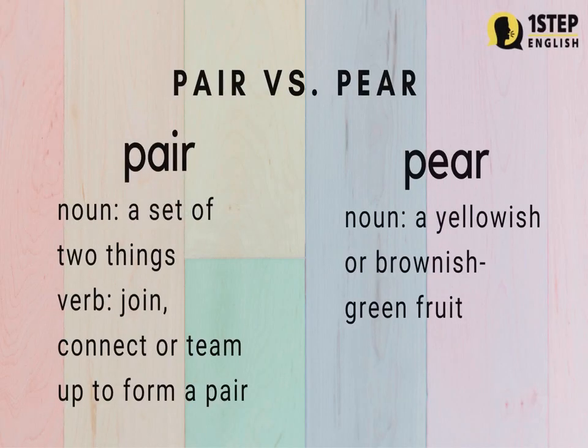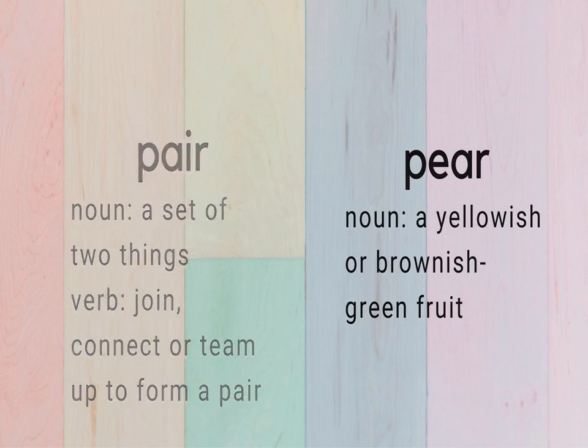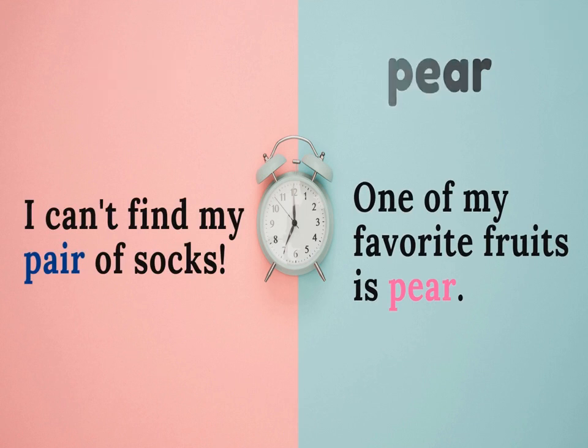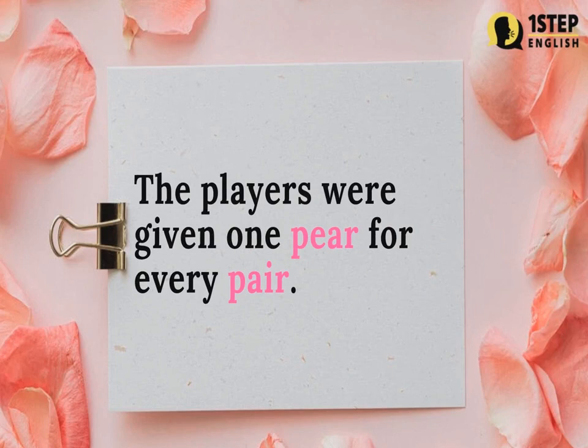Pair versus pear. Pair, noun, a set of two things. Verb, join, connect or team up to form a pair. Pear, noun, a yellowish or brownish green fruit. Examples. Pair: I can't find my pair of socks. Pear: one of my favorite fruits is pear. Let us use the words together. The players were given one pear for every pair.